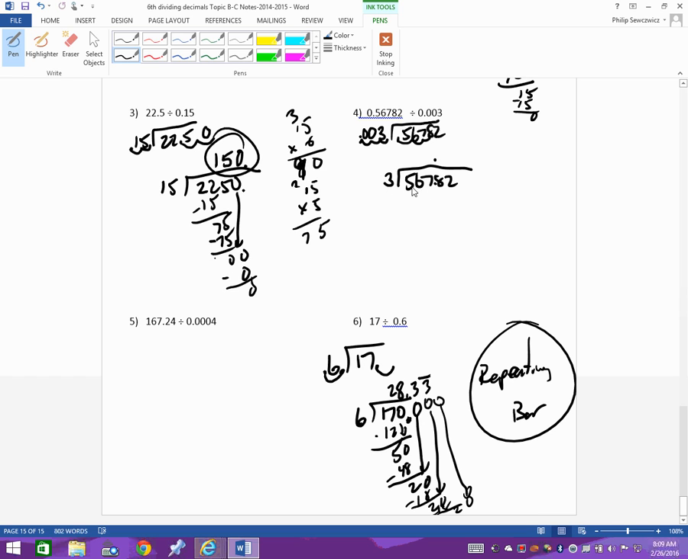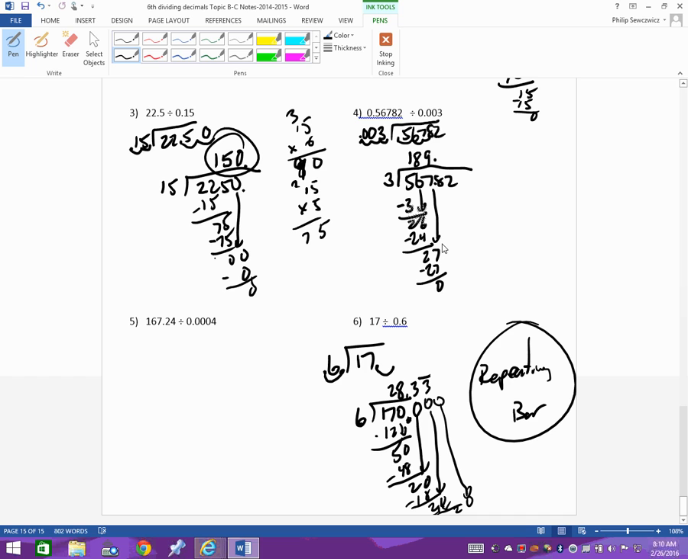How many groups of 3 out of 5? 1 of them. 1 times 3 is 3. Subtract, bring down the next number. How many groups of 3 out of 26? 8 of them. I'm thinking 9 times 3, but that's 27, which is too big. So there's a 24. Subtract, you get a 2. Bring down the next number. How many groups of 3 out of 27? Exactly 9. 9 times 3 is 27. I subtract, I get 0.